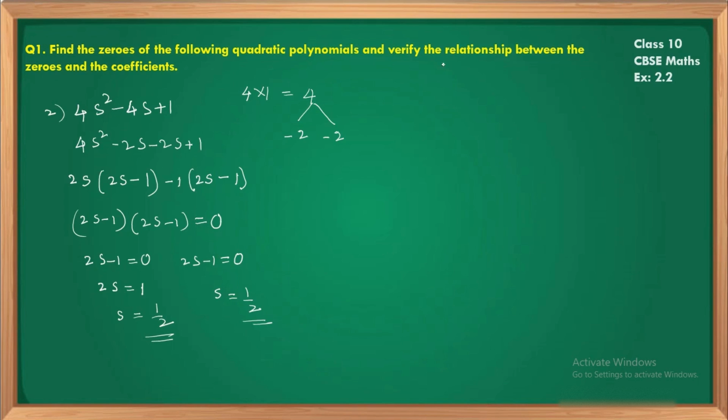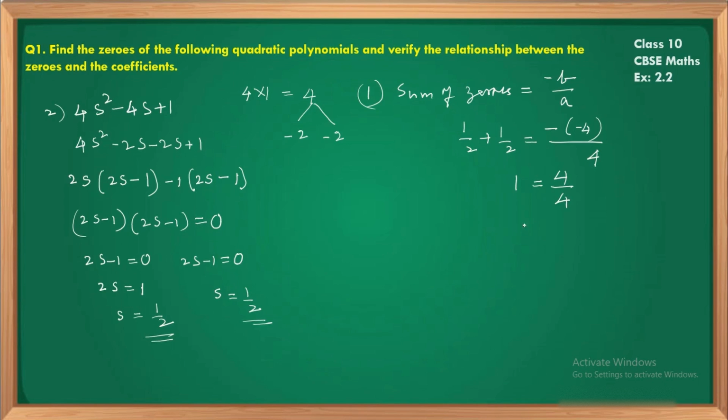Now we are going to verify them. How to verify? Let us take the sum of zeros, which will be equal to minus b by a. Sum of zeros, 1 by 2 plus 1 by 2, equals minus b by a. b is minus 4 and a is 4. Of plus of gives you 1, equals minus into minus gives you plus 4 divided by 4. 4 goes once, so it is equal to 1. 1 is equal to 1. LHS is equal to RHS.